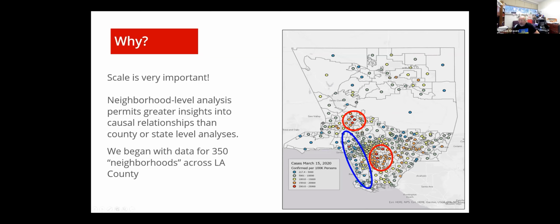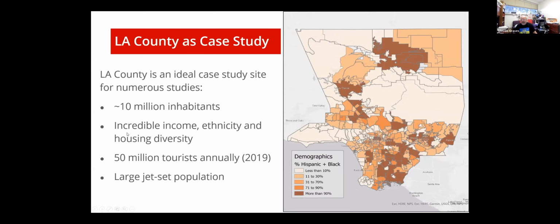And so you can see here the coastal areas had rates of less than 5,000 cases per 100,000. And in the red dots, Pacoima, Arleta, San Fernando, and then some of the areas on the near east and near south side of downtown had rates five times as much. We started out with a total of 350 neighborhoods across Los Angeles being served up by the LA Times GitHub. And we found that we had to break that down.